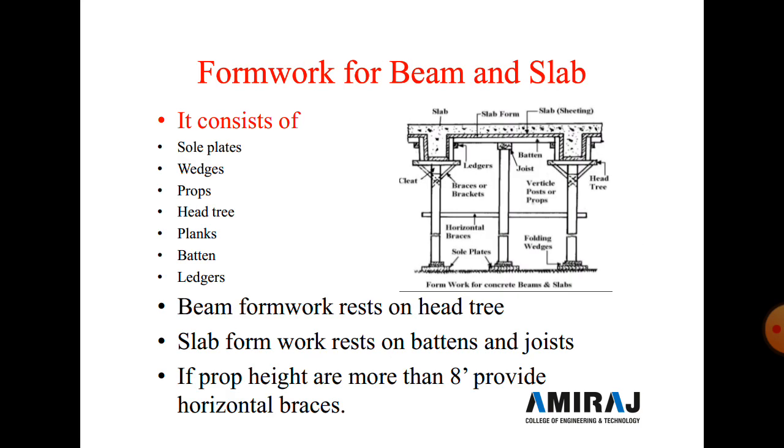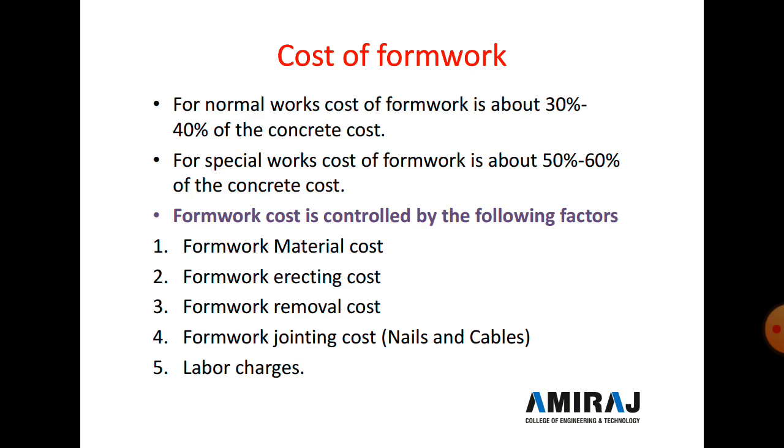Then after, the third type of the formwork is formwork for a beam and slab. So it consists of sole plates, wedges, props, head trees, plank, batten, and ledges. So all the things are seen in a figure. So here beam formwork rests on head trees. So head tree is a supported wooden part, and head tree is supported by the column. And slab formwork rests on a batten and joists, and if prop height is more than 8 inch, provide the horizontal braces.